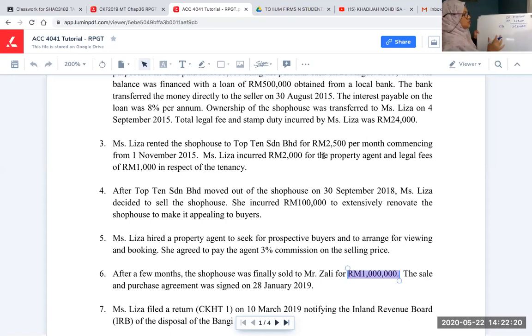Alright, very good. 246,000. Remember that sepatutnya tolak exemption kan? But you remember you have losses first. Yeah? Loss tolak dulu baru you tolak exemption. You make use of your losses first. Ke you tengok salah. You make use of your exemption first.